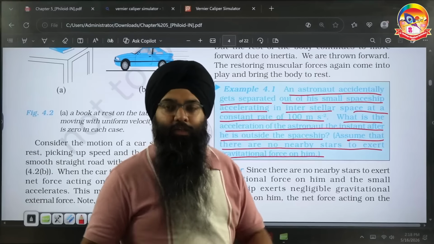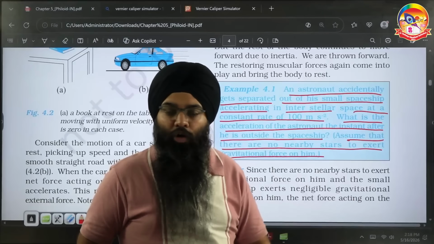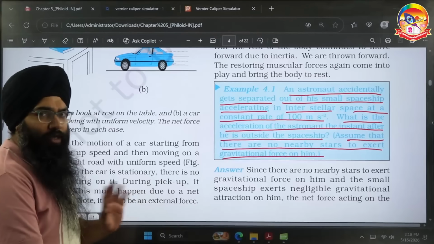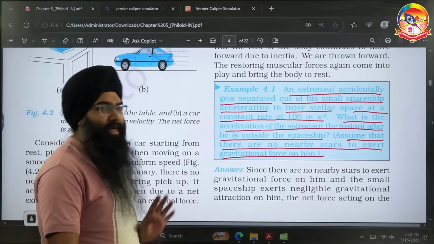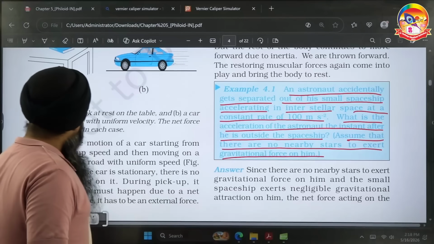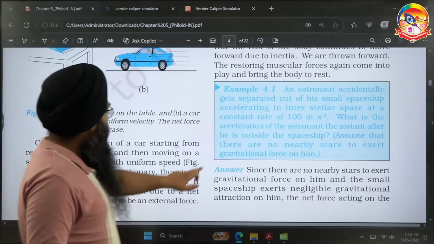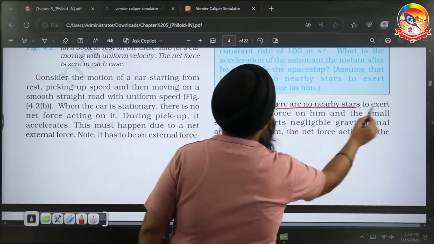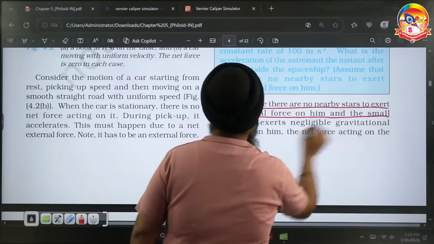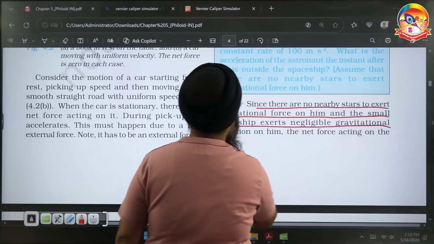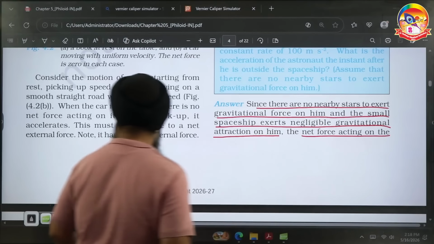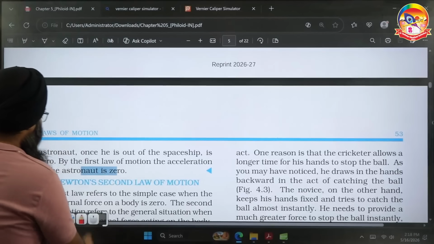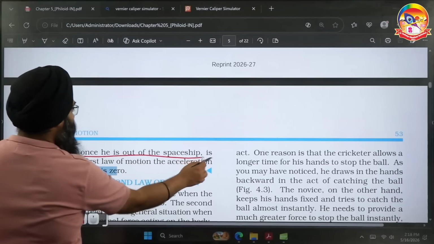Now, if you are in interstellar space, obviously there are no forces acting on you. Neither is the spaceship applying force. The spaceship can apply force because of its mass, but they are saying that you have to ignore the gravitational forces acting on him. So basically what will happen? Please understand. If you see here properly, what have they written? They have written: since there are no nearby stars to exert gravitational force on him, and the small spaceship exerts negligible gravitational attraction on him, the net force acting on the astronaut once he is out of the spaceship is zero.